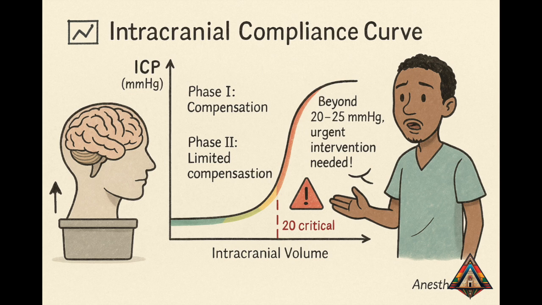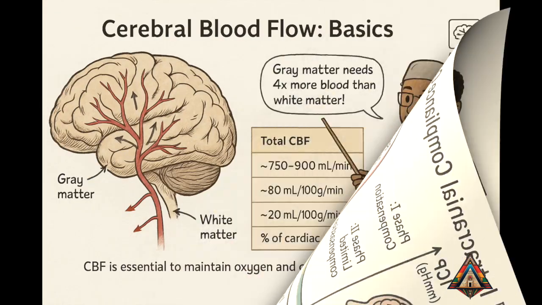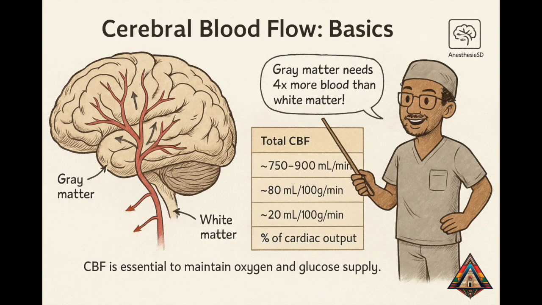Phase 3, decompensation. Beyond a critical threshold around 20 to 25 millimeters of mercury, intracranial pressure rises sharply, leading to potential cerebral herniation. Normal intracranial pressure is between 7 and 15 millimeters of mercury. When it exceeds 20 millimeters of mercury, prompt recognition and treatment are required.